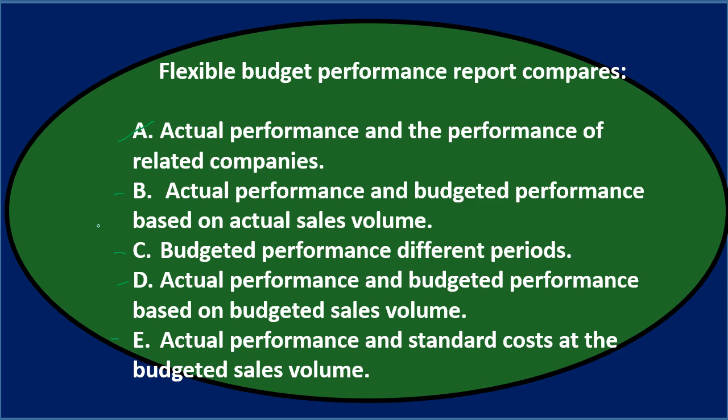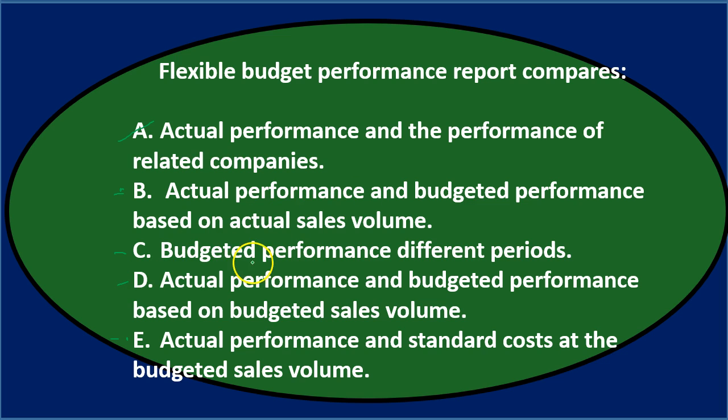Flexible budget performance report compares either B, actual performance and budgeted performance based on actual sales volume, C, budgeted performance, different periods, D, actual performance and budgeted performance based on budgeted sales volume, or E, actual performance and standard cost at the budgeted sales volume. Now note that of these answers, B and E sound really similar, and D sounds kind of similar too as well. So we want to compare the differences between those items.